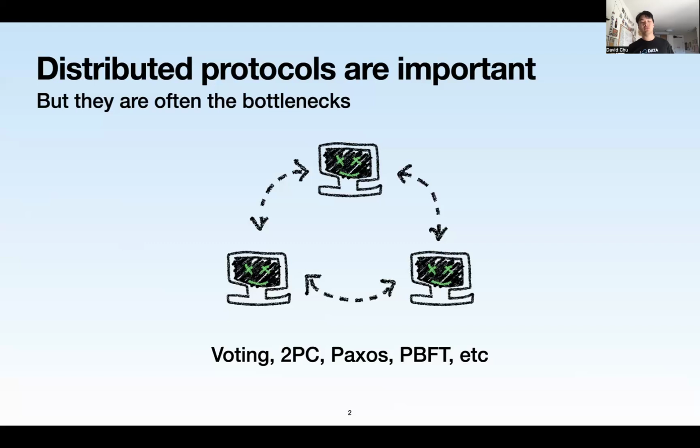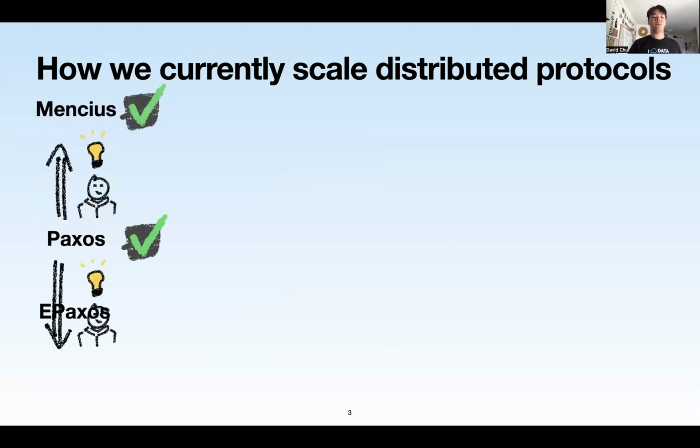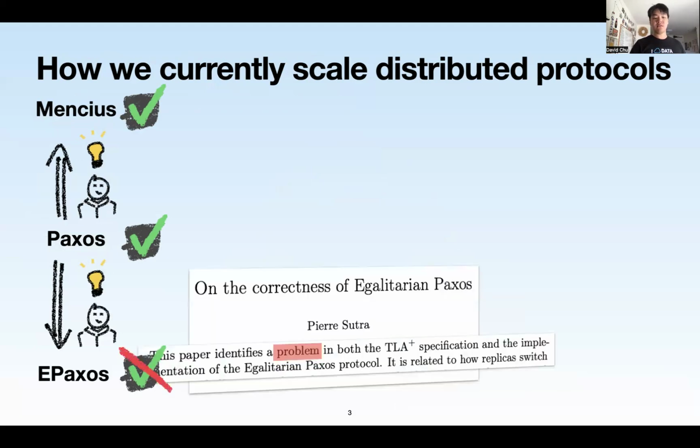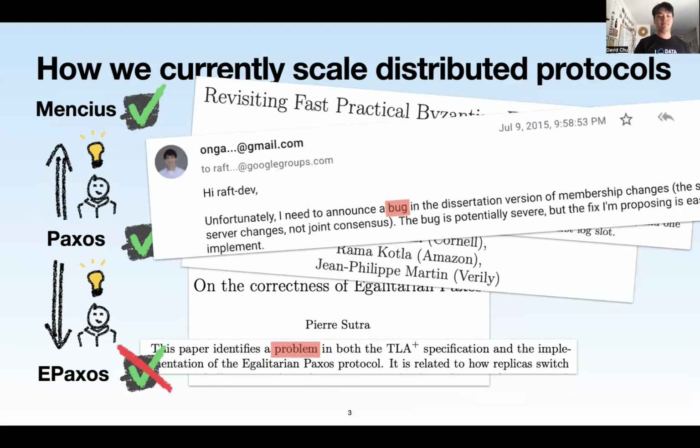Right? But people do want to modify these protocols because they're often the throughput or latency bottlenecks of whatever system they're a part of. So how do people currently go about this? Well, they usually come up with some clever insights and then create entirely new distributed protocols and then prove that these new protocols satisfy the same invariants as the original. Unfortunately, because of those hidden complexities, we often get this process wrong.